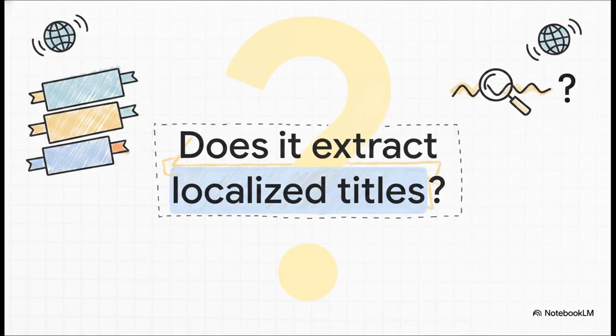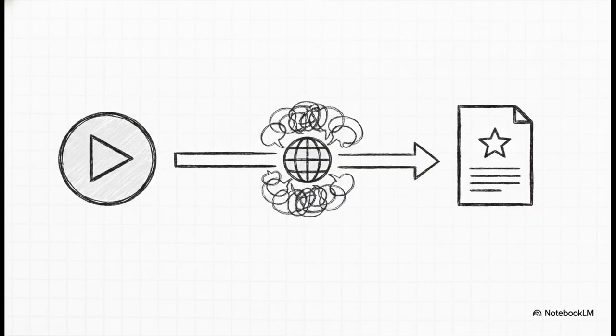Here's another really fascinating one, especially for our international viewers. Does this tool extract localized titles? Like, what if a video has multiple language versions set up by the creator? So it actually retrieves the primary raw default title that was originally set by the uploader. It totally bypasses the automatic translation features that YouTube applies on the viewer's end. And honestly, this is actually a huge benefit. It ensures you're seeing the true original title the creator actually optimized, rather than some weird machine-translated approximation.